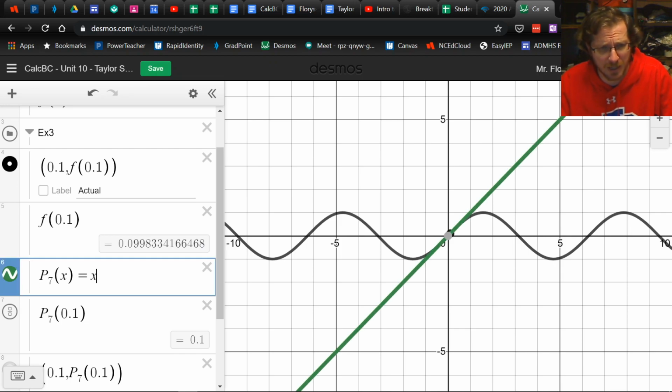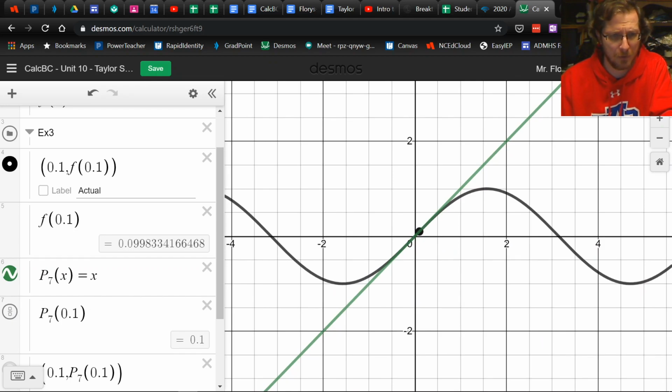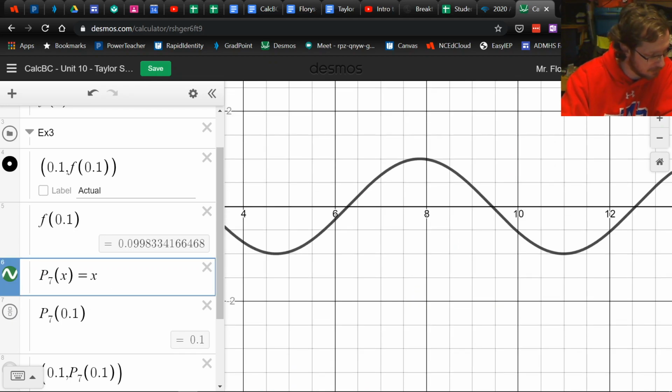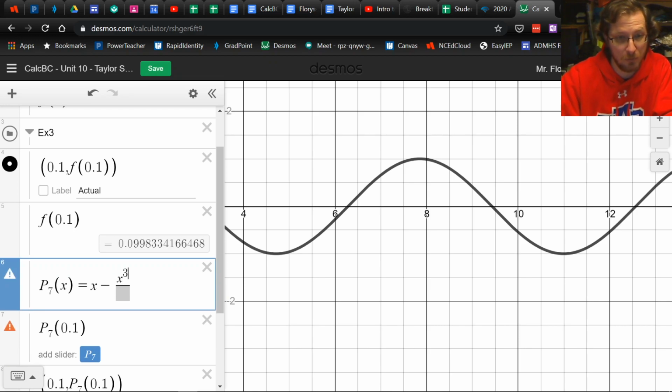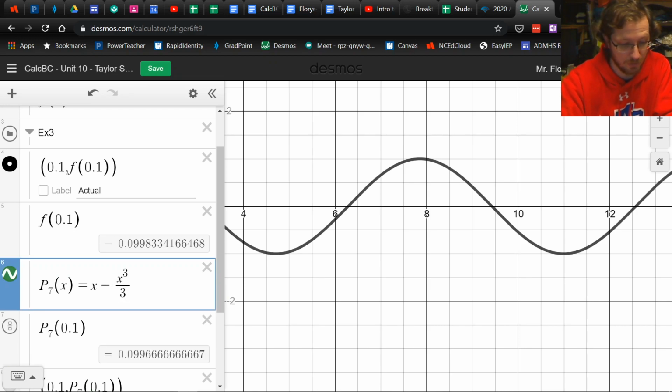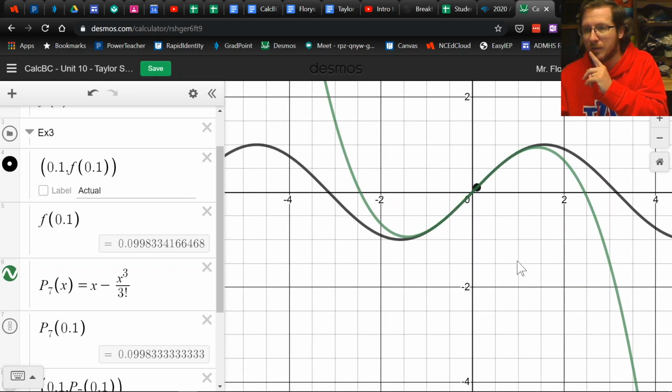So here is, I'm going to kind of build this, type it in and build it. Here's that tangent line to that point at 0. We want to add in more and more to get a better approximation. And let's go ahead and zoom in a little bit. Okay, so my next term was minus x cubed over 3 factorial. There we are.